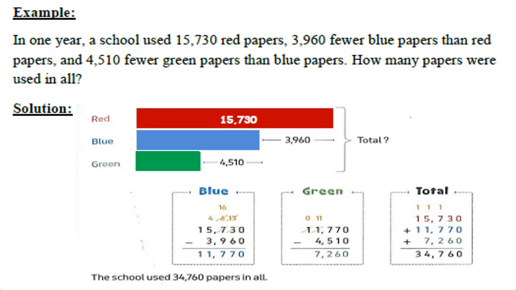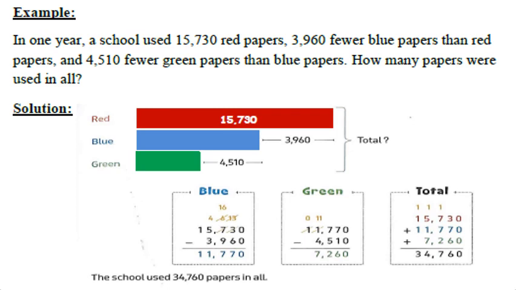Then he said that the green papers are fewer than the blue papers by 4,510. So I'm going to write here 11,770 minus 4,510 to get the number of green papers. After the subtraction, the answer is 7,260.